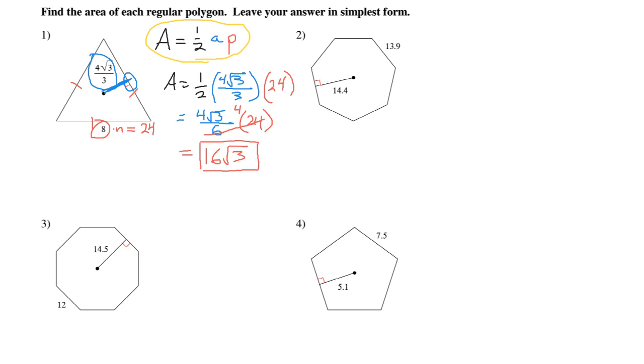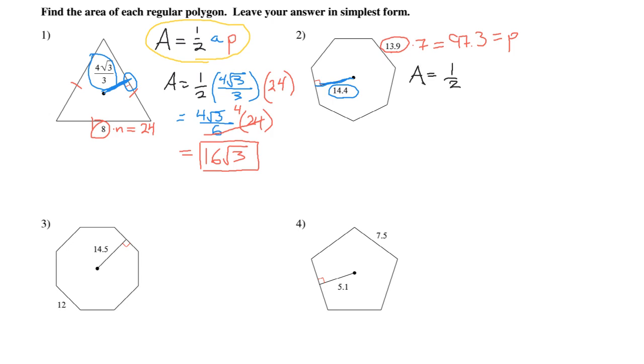Let's look at number 2. This is a heptagon, so we've got 7 sides. Our apothem right in the center here looks like 14.4. And our perimeter is going to be this 13.9 times 7. I'm going to need a calculator out for that one. So give me a moment as I grab that. Okay, and it looks like 13.9 times 7 is going to give us 97.3. Okay, so we've got 97.3 as our perimeter. We've got 14.4 as our apothem, and we're actually ready to jump into our formula.